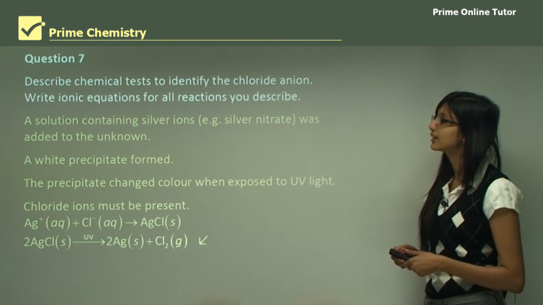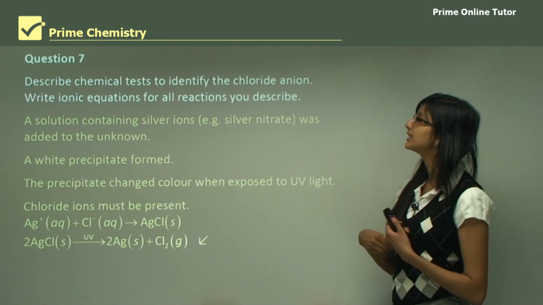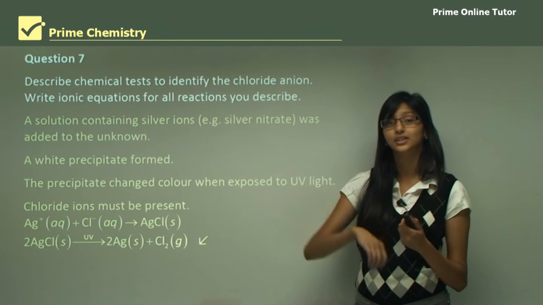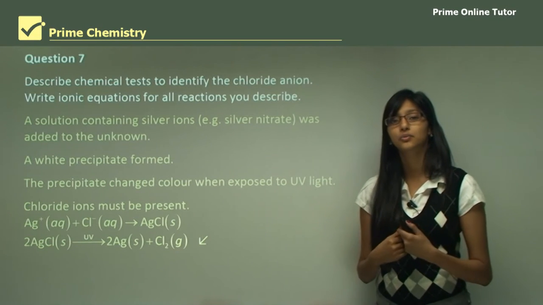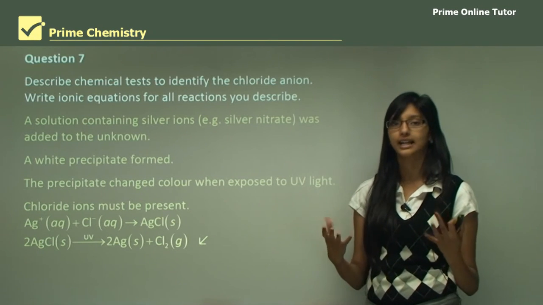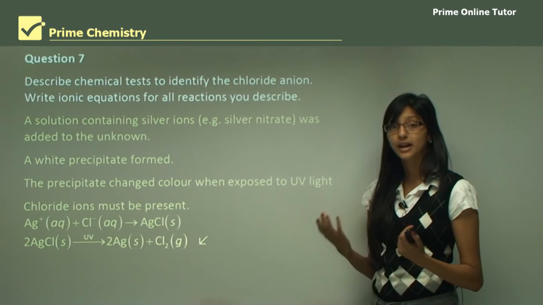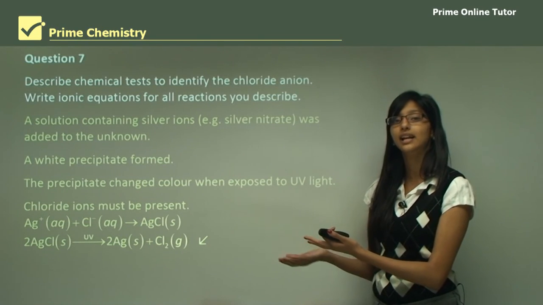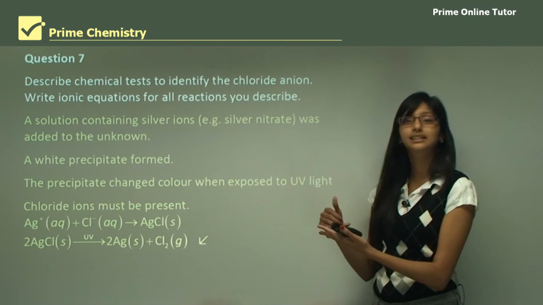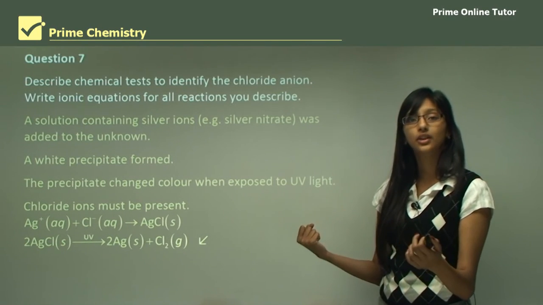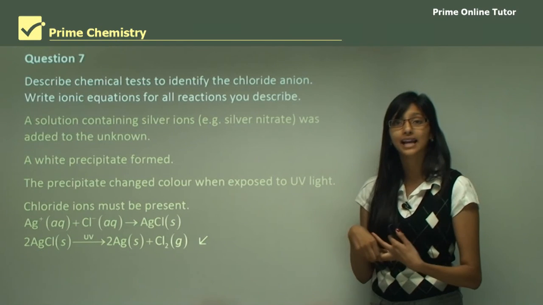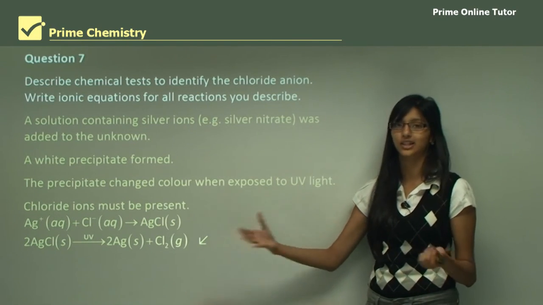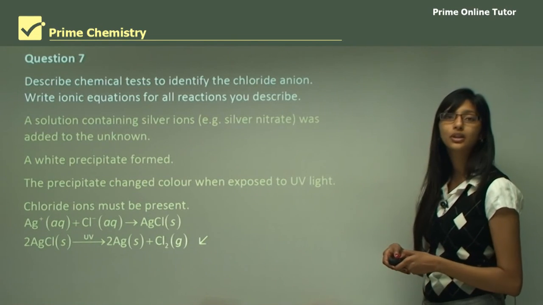This brings us to the end of question 7. So what did we see in question 7? That if you have a solution and you add silver nitrate solution to it, a precipitate should form, and if it's white, it's chloride. And how can you further confirm that it's a silver chloride precipitate? If you take it outside under sunlight and UV light hits it, then the silver chloride should dissociate and silver metal, which is black in color, should form, and chlorine gas should be released, but you can't really see the chlorine gas. Now let's move on to question 8.